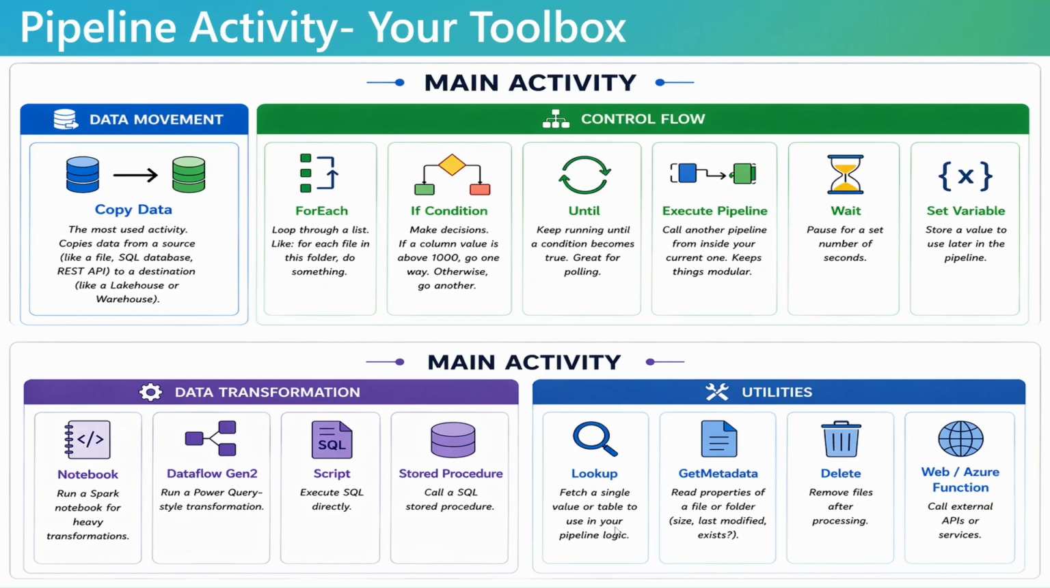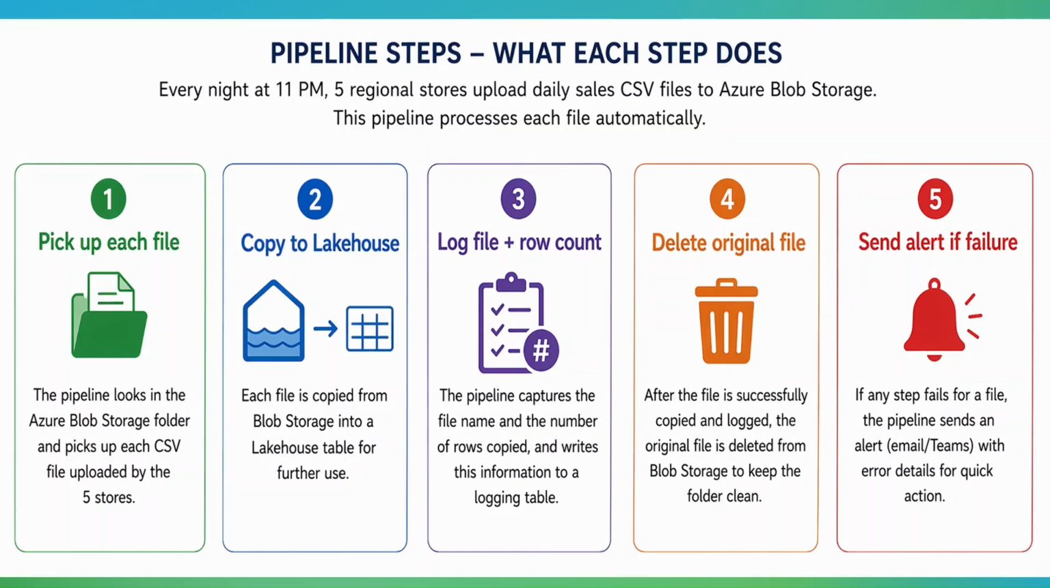And lookup fetches a specific value to use in your logic, like when you want to look something up in your pipeline. Get metadata checks a file or folder. Does it exist? How large is it? And delete removes files after they have been processed. And the web activity calls an external service. All right, so we have discussed the pipeline activities.